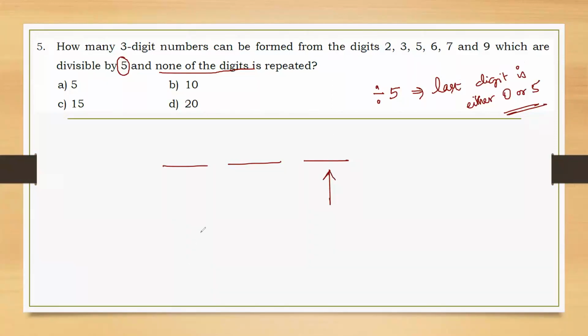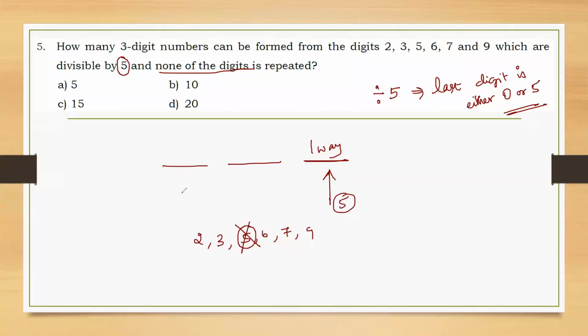But in our question, we don't have zeros, right? We have only 5. How many times do we have it? Only one time, 5. So 5 will occur here, only one way, since we have only one 5. So 5 is placed in the unit digit place.